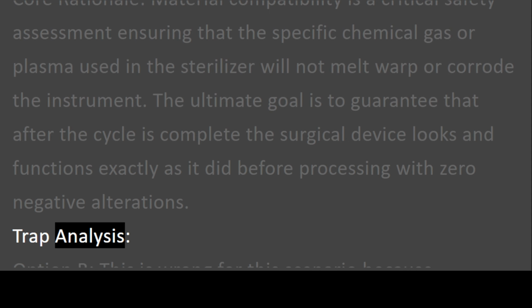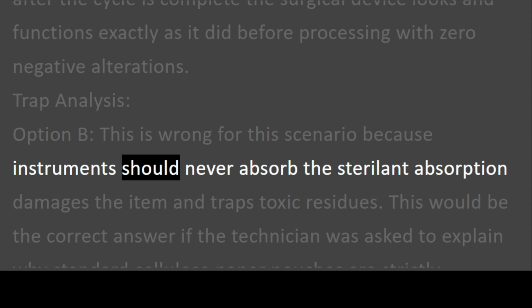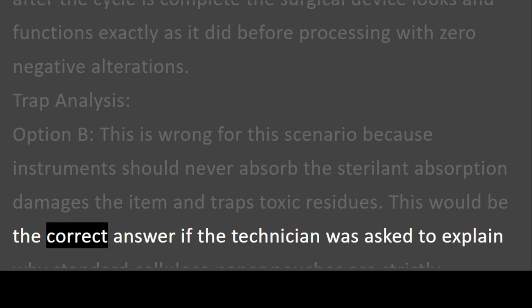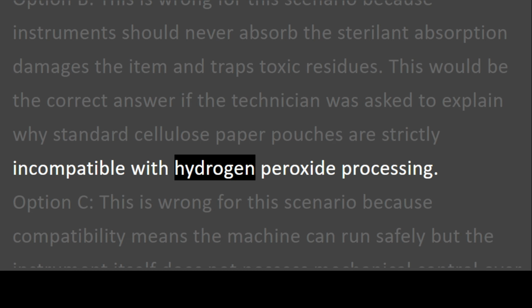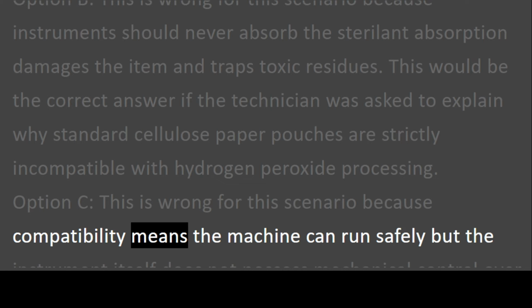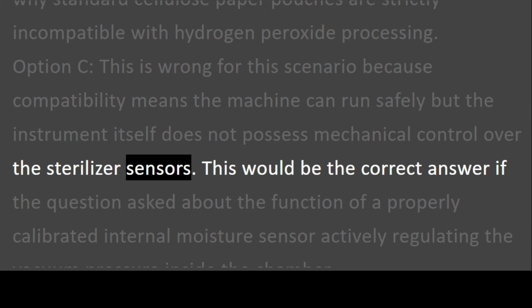Trap analysis. Option B. This is wrong for this scenario because instruments should never absorb the sterilant. Absorption damages the item and traps toxic residues. This would be the correct answer if the technician was asked to explain why standard cellulose paper pouches are strictly incompatible with hydrogen peroxide processing. Option C. This is wrong for this scenario because compatibility means the machine can run safely but the instrument itself does not possess mechanical control over the sterilizer sensors.